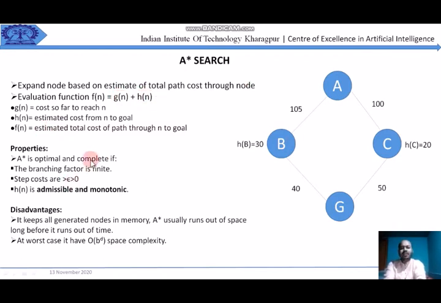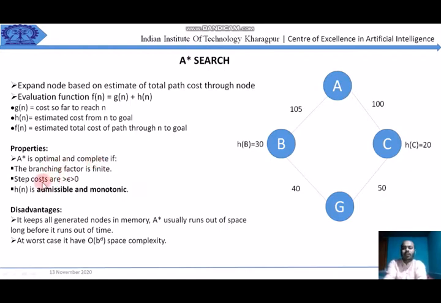The property is that A star is optimal and complete if the branching factor is finite. So, definitely the branching factor should be finite. If the branching factor is infinite, then the algorithm will not be complete, and also not optimal.